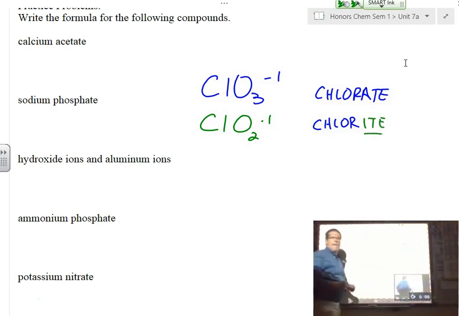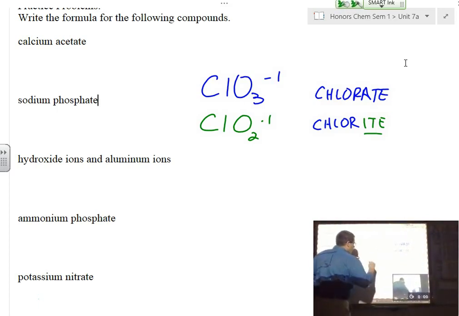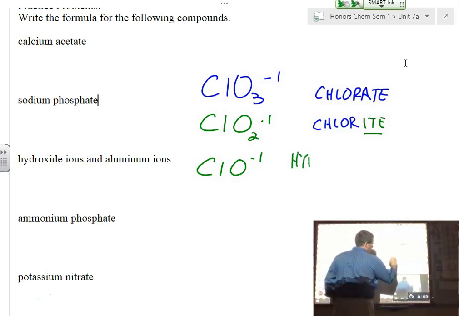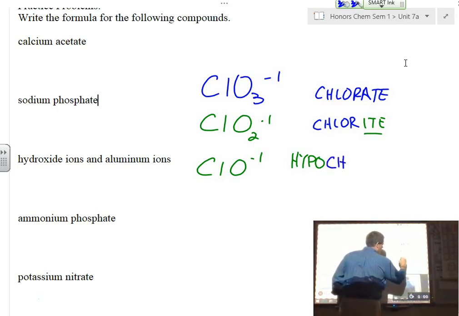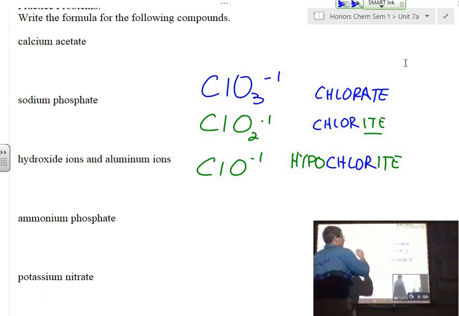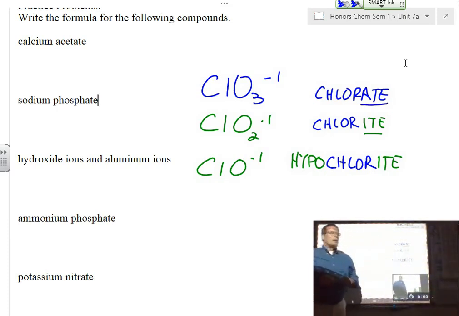But how do you know if it's a +1 or? The charge doesn't change. So if it has a 3, then it's ate, and if it has a 2, then it's ite. And then if you have that, then you have hypochlorite. But it's because I took 2 oxygens away. So when you take 2 oxygens away, it goes from 3 to 1. Oh, but that's like the original one. That's the original. That's the ATE ending is the original. So those are the primary.